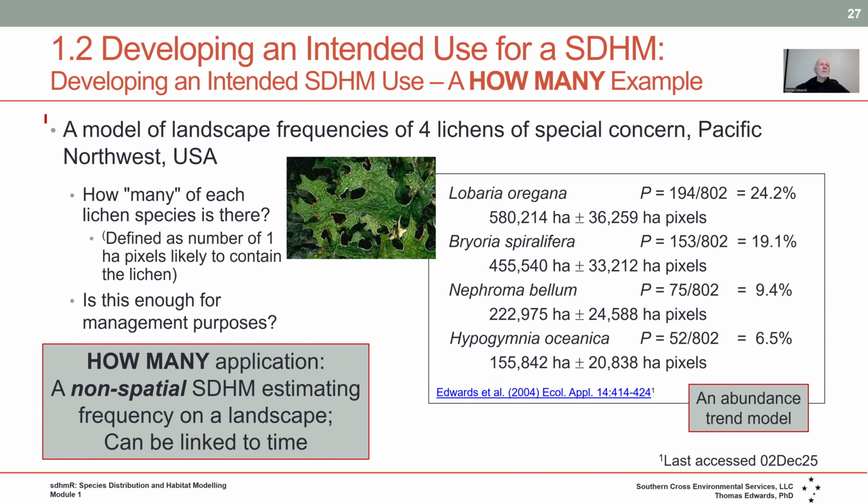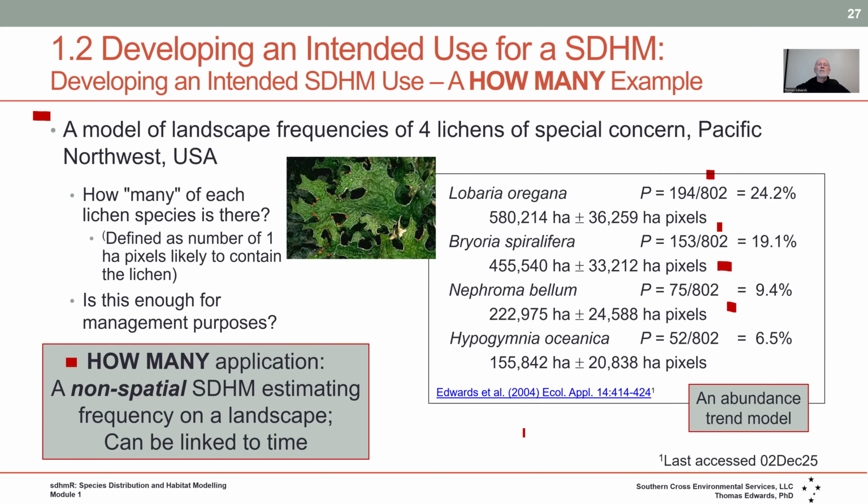Now, I mentioned earlier that sometimes we can use these types of models in a non-spatial context. Granted, one can use a spatial output as a model to estimate how many of things, but this is a case for lichen species. This was all part of the Forest Service's old Survey and Manage program, which was an outcome of the listing of the northern spotted owl. And what these represent is numbers of pixels where the organism is likely to be found.